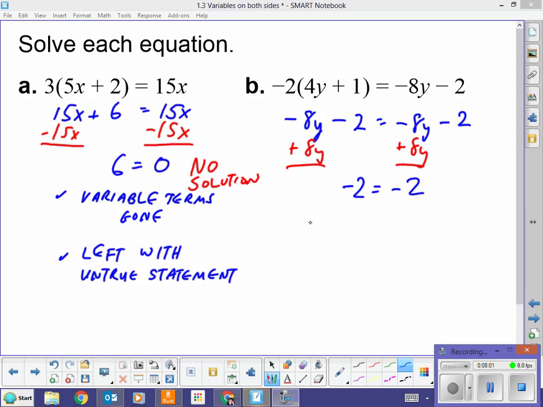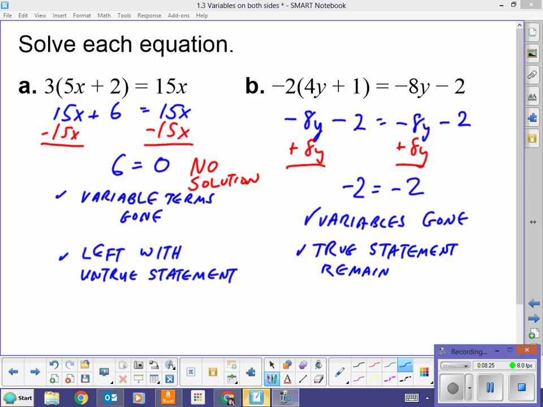So again, the variable terms are gone, and I have a true statement remaining. Right, because negative 2 equals negative 2. So the answer here is going to be infinitely many solutions.